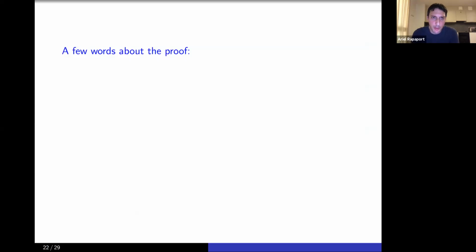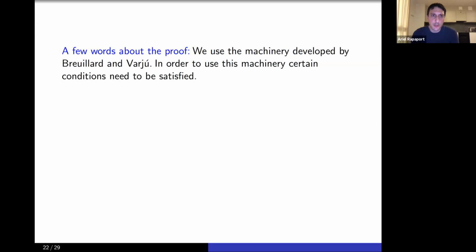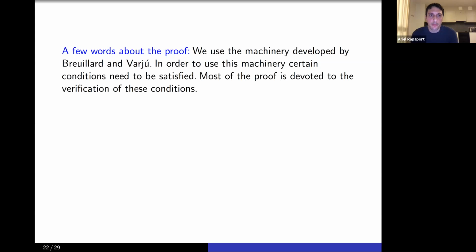I will say a couple of words about the proof. We use the machinery developed by Breuillard and Varjú in their second paper. In order to use this machinery, certain conditions need to be verified, and mostly the proof is devoted to the verification of these conditions, specifically one condition. In Breuillard and Varjú's second paper, the main difficulty was to establish this machinery, and the conditions it requires are pretty easy to verify in the context of Bernoulli convolutions. But here we already have the machinery ready, and we could use it as a black box. The proof, which is fairly long, is devoted to verifying these conditions.